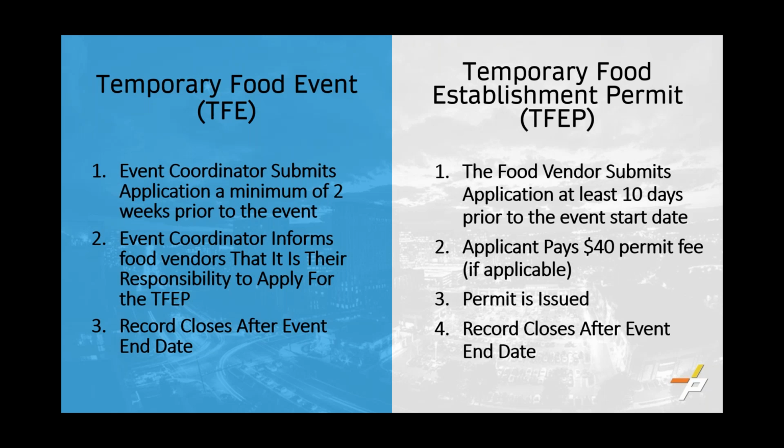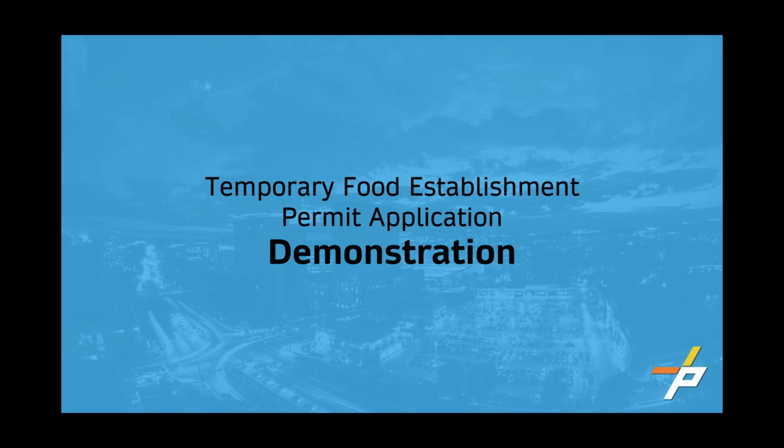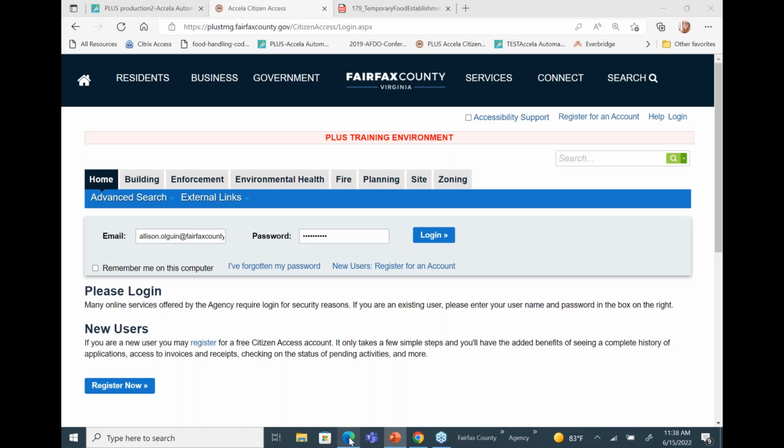At that time, you'll get another email saying that you have a fee due, and you click on the link to go back in and submit your fee. The final email will tell you that your permit has been issued, and it has a link to the permit. So at the end, we're going to look at how to find that permit, so print it and bring it with you to the event. So with that, I'm going to jump into PLUS.